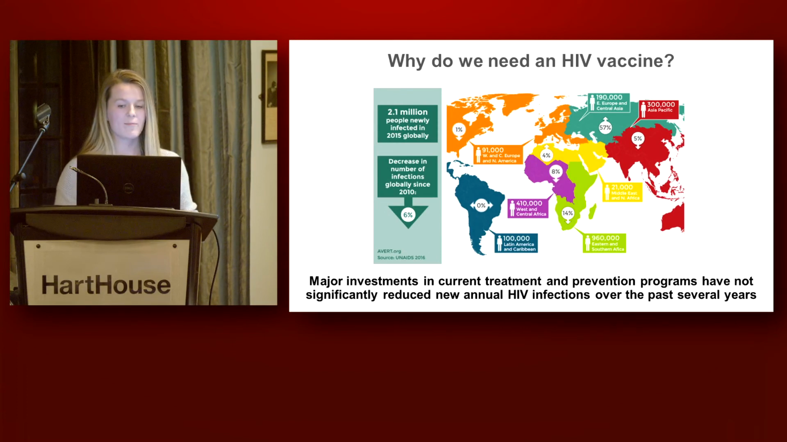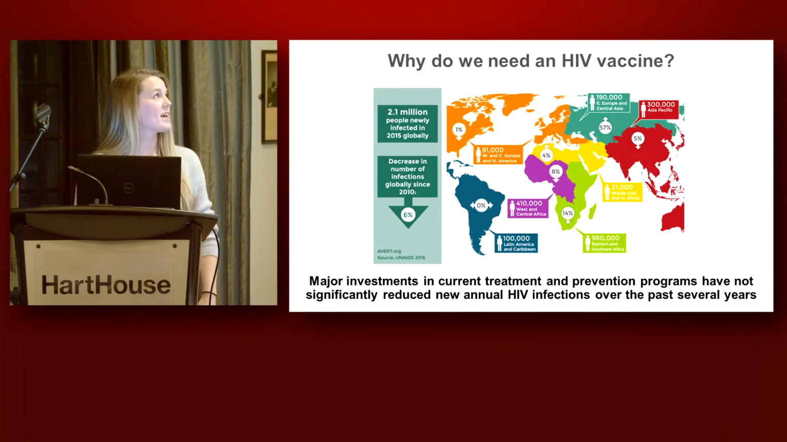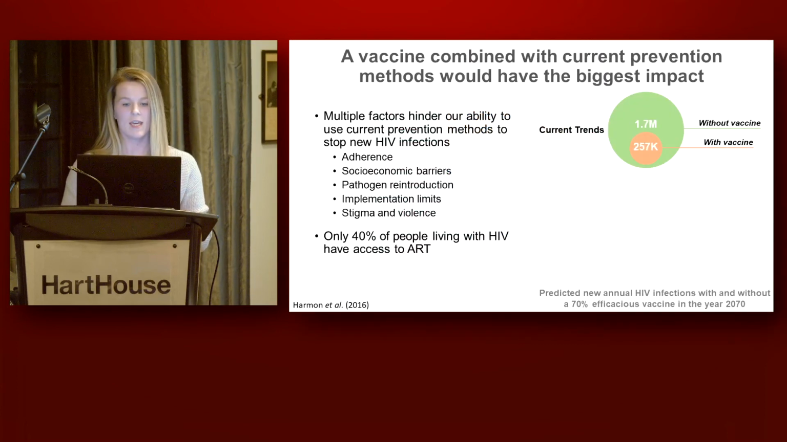There's a lot of mathematical modeling that goes on, and I'm sure it'll be talked about a little later, as well as what's been done so far, that attempts to predict the number of new infections in the future. I'm going to show you a little bit of data. If we skip ahead to the year 2070, we can predict the number of new infections either with or without a vaccine. This is with a vaccine that's 70% efficacious, so it prevents HIV 70% of the time. It's not 100% effective.